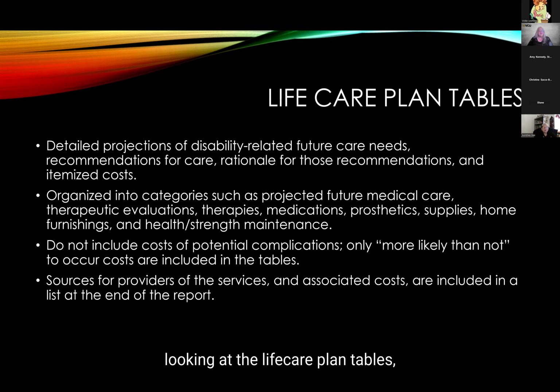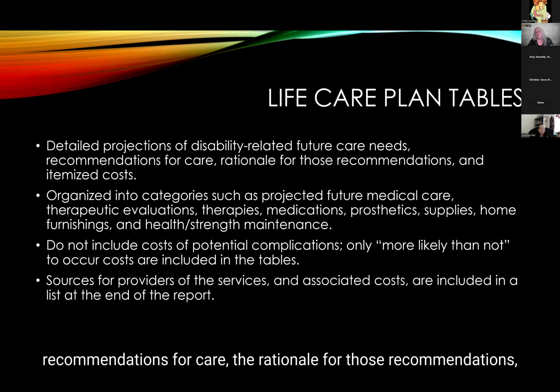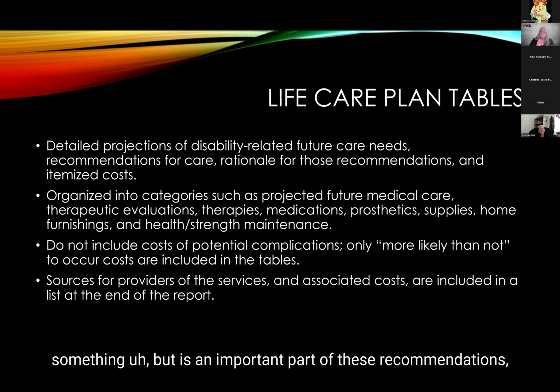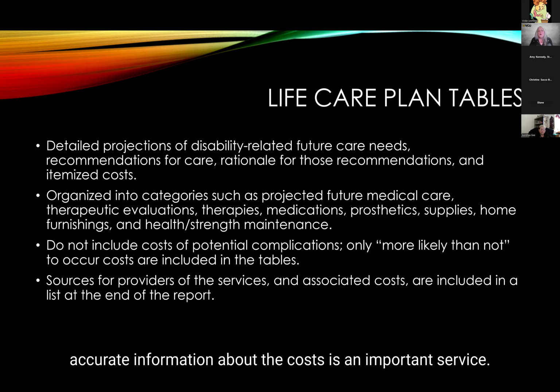Looking at the life care plan tables, those tables include detailed projections of the disability-related future care needs, recommendations for care, the rationale for those recommendations, and itemized costs. Costs are a pain, but they are an important part of these recommendations because people need to make informed decisions. So getting accurate information about the costs is an important service.